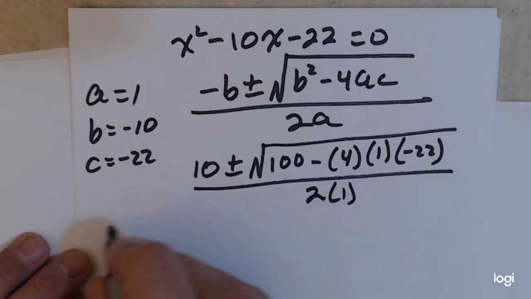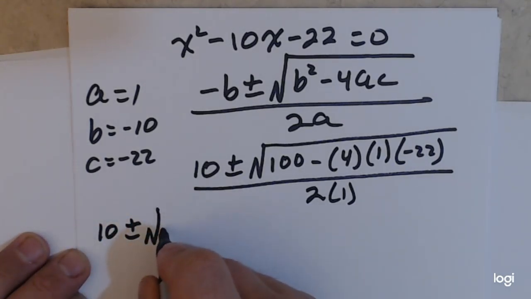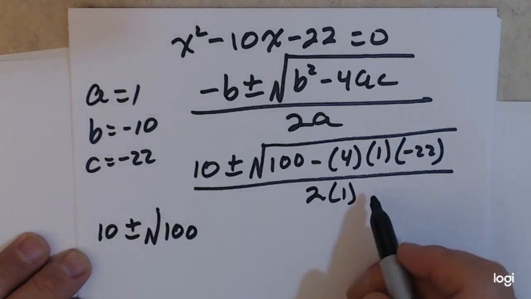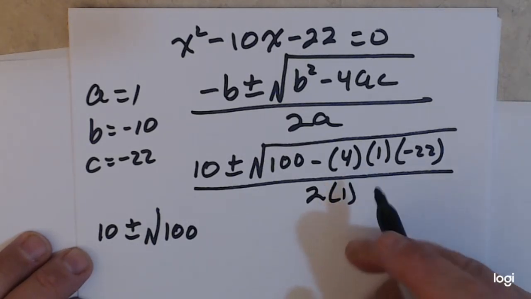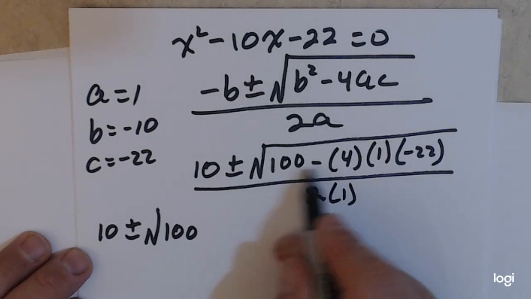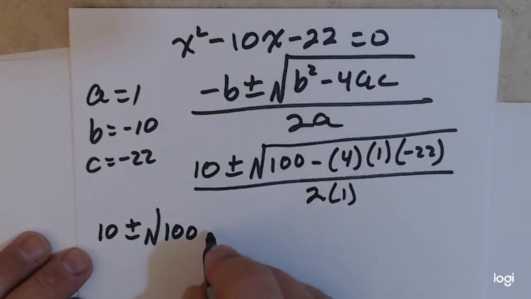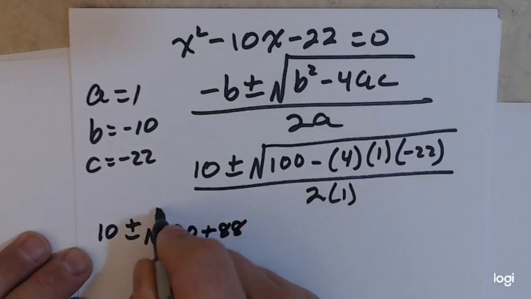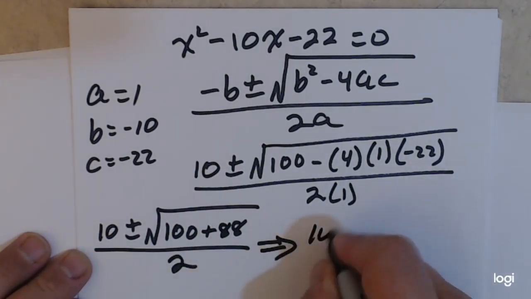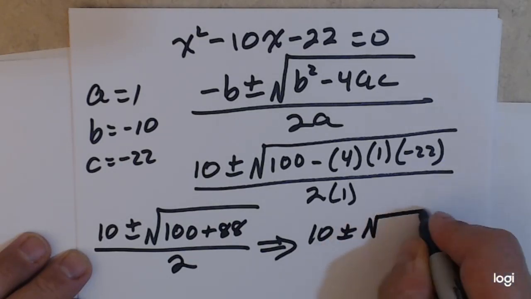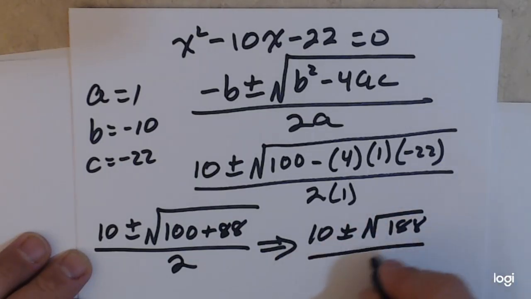So 10 plus or minus the square root of 100. Well, let's see. Negative 22 times 4 is negative 88. So negative 88, 100 minus negative 88 is 100 plus 88, all over 2. And that gives us 10 plus or minus the square root of 188 all over 2.